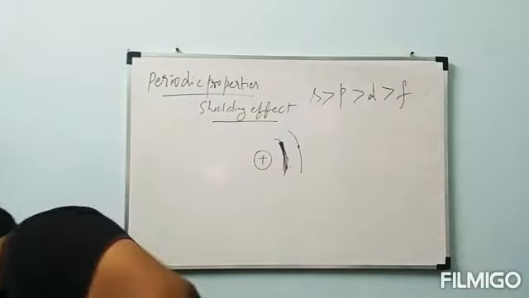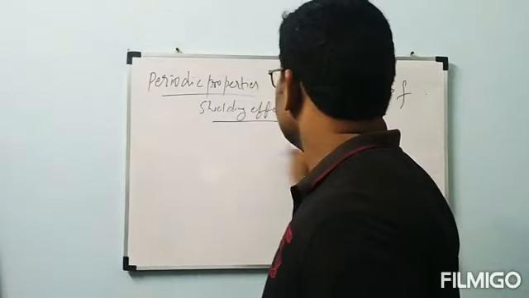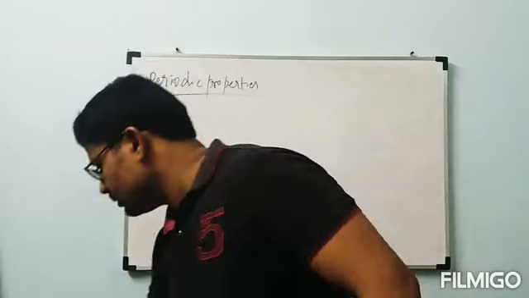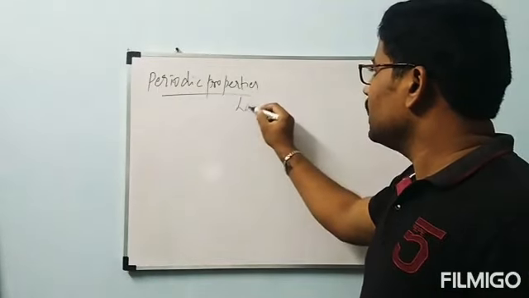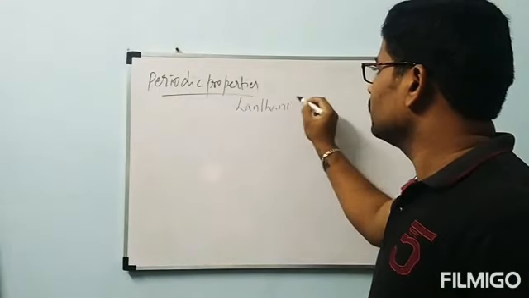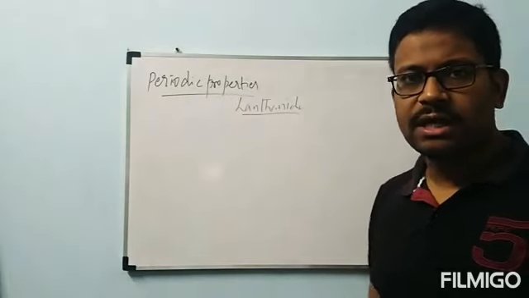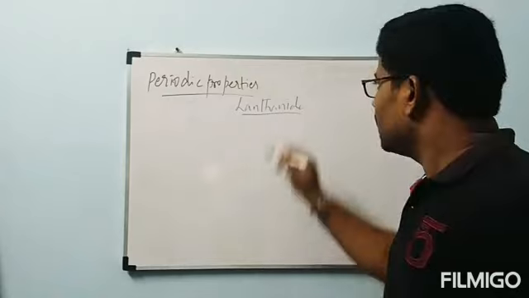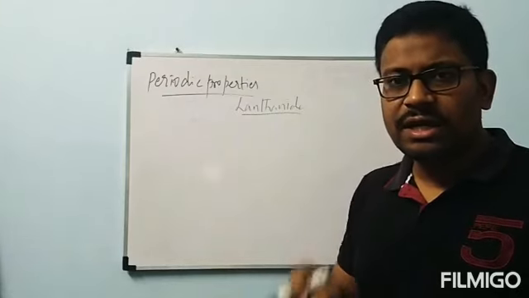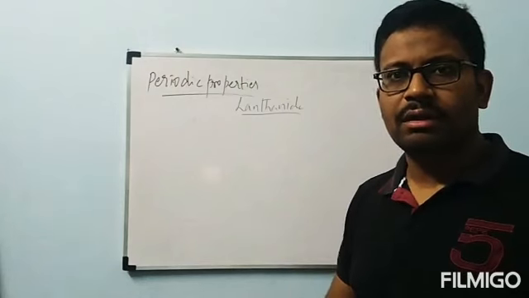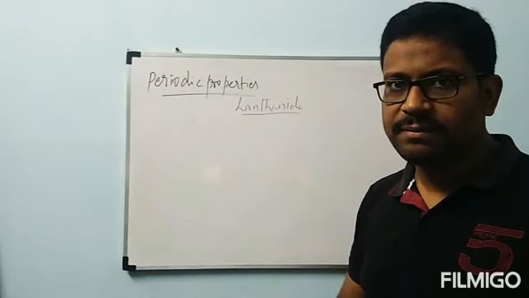Now, depending on the shielding effect, we have one property called lanthanide contraction. Already we have seen this in d and f block elements also. Now, lanthanides are the 14 elements which belong to the same group.